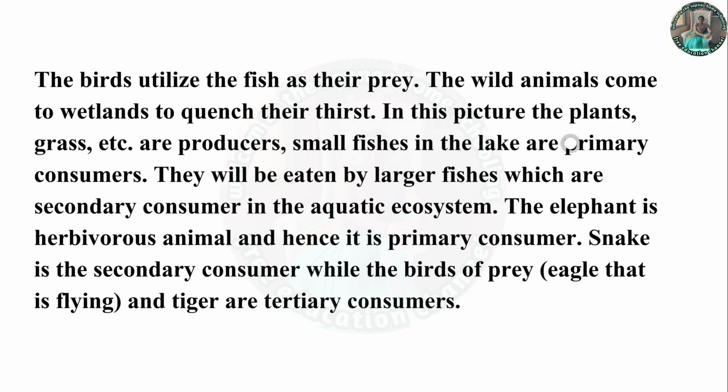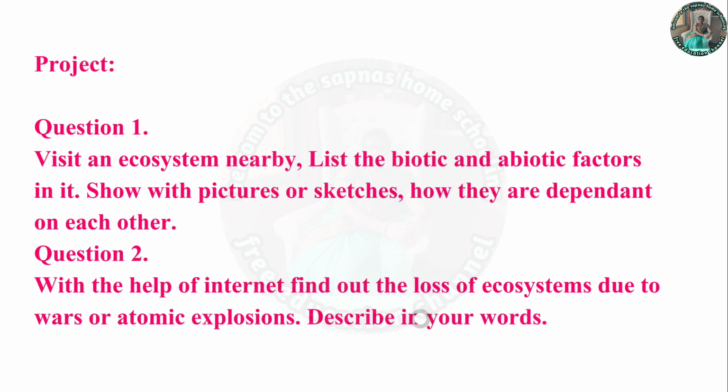In this picture, the plants, grass, etc. are producers. Small fishes in the lake are primary consumers. They will be eaten by large fishes, which are secondary consumers. In this ecosystem, the elephant is a herbivorous animal, and hence it is a primary consumer. Snake is a secondary consumer, while the birds of prey, eagle that is flying, and the tiger are tertiary consumers.